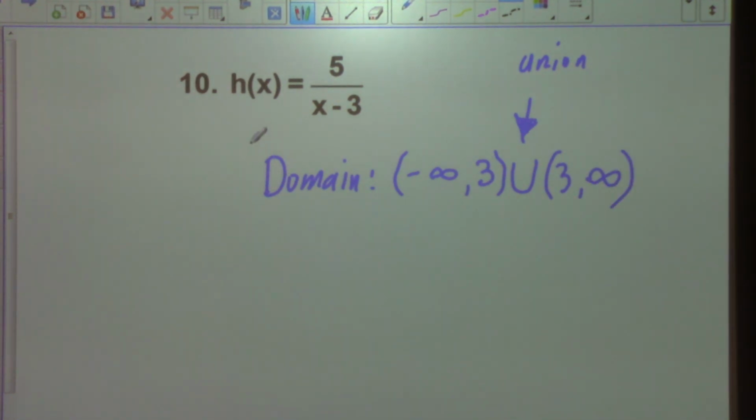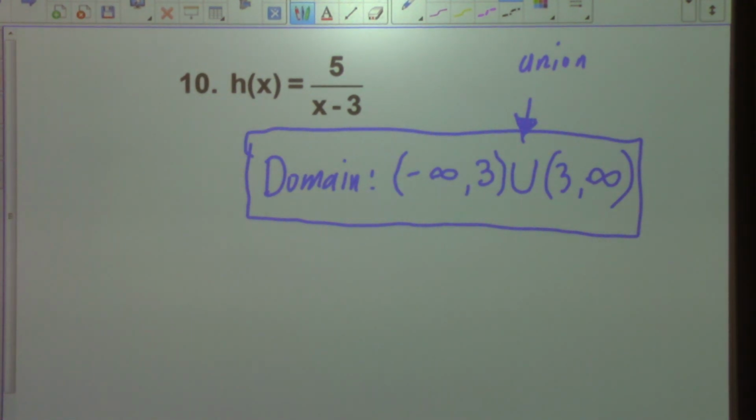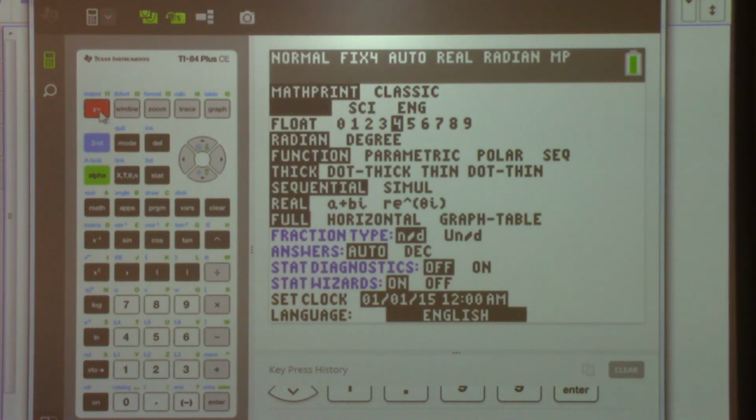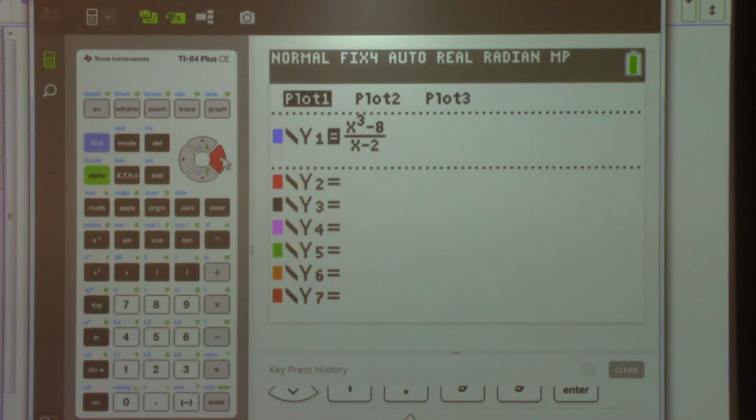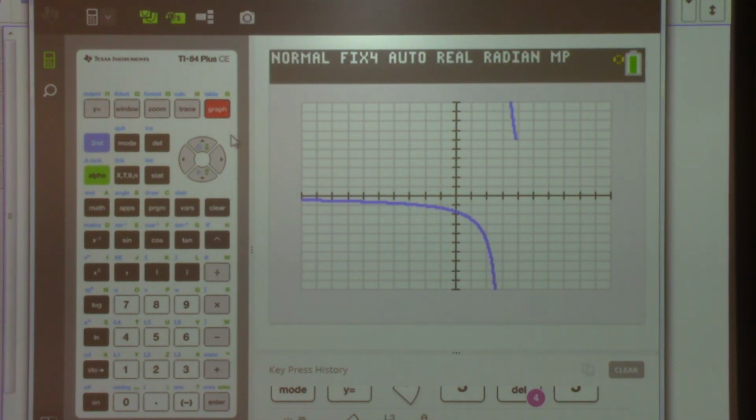Okay, and then, so that's going to be our answer. And it says support graphically. To support graphically, we can go to our calculator, and enter 5 over x minus 3, right? And then we graph the function. It looks kind of like this, except on my shirt the vertical asymptote is x equals 2. But it's the same concept.